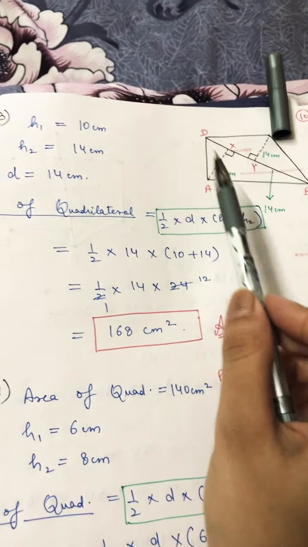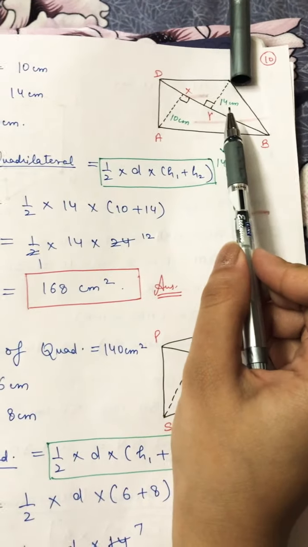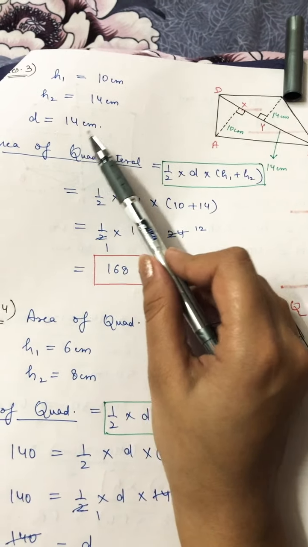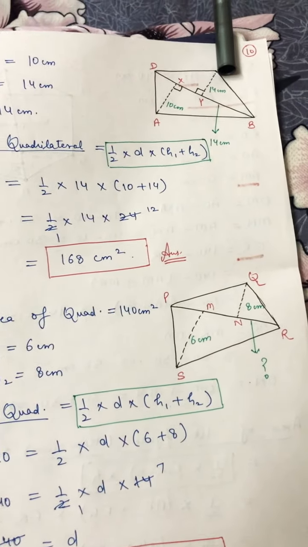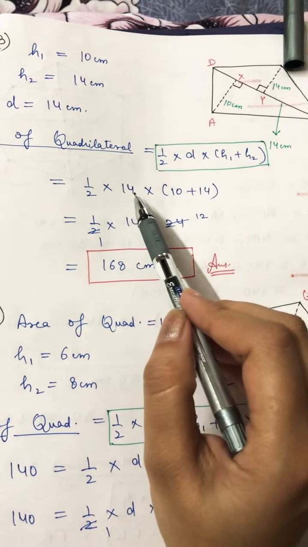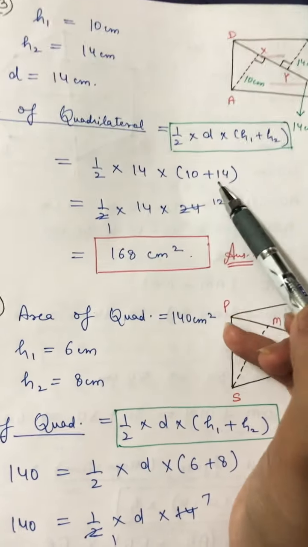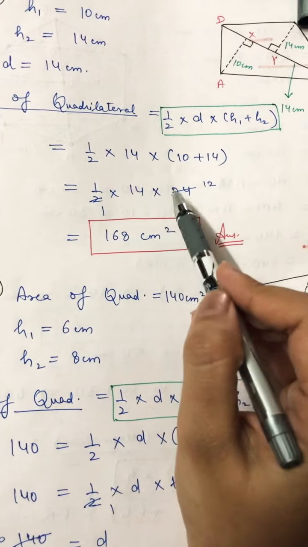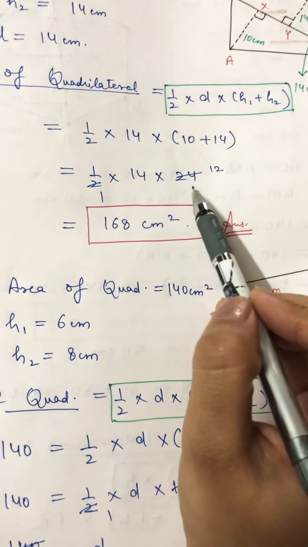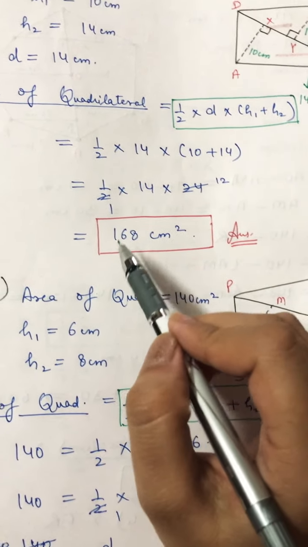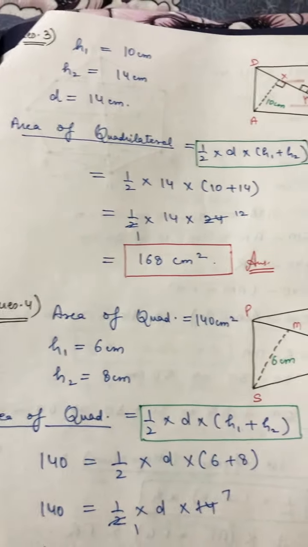H1 is given 10 centimeter, H2 is given 14 centimeter, and this diagonal D is given as 14 centimeter. Now apply the area of quadrilateral, which is equal to half multiplied by D into H1 plus H2. Put the values: half multiplied by 14 multiplied by 10 plus 14. Add these two values, it will be 24. Now cancel it, so the answer is coming 168 centimeter square.